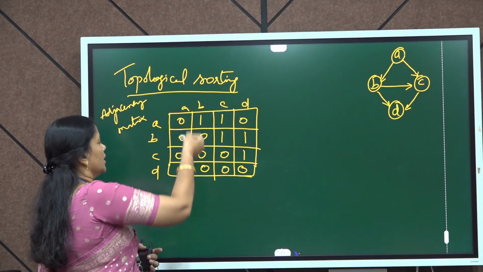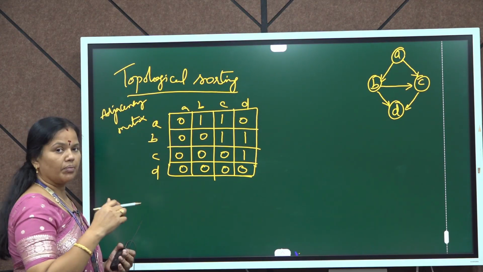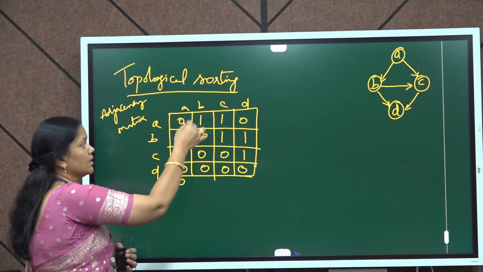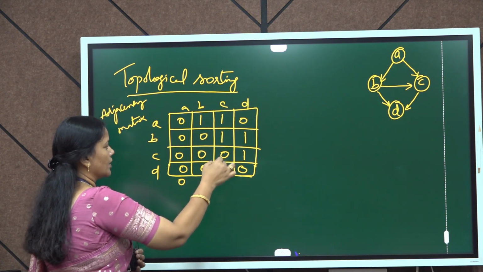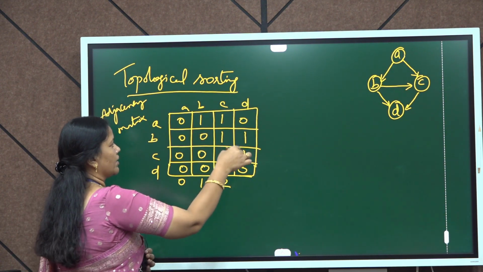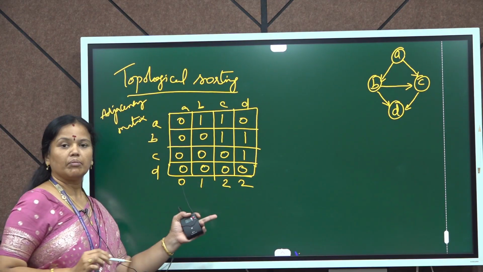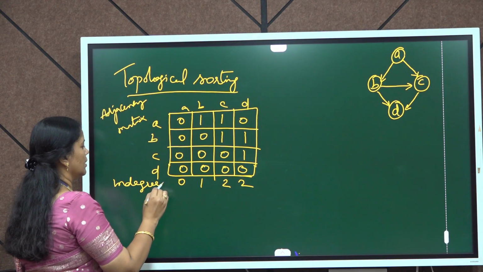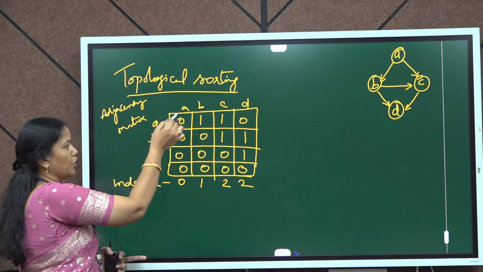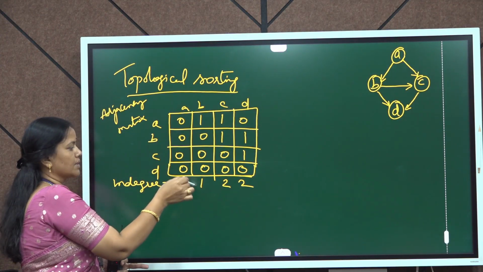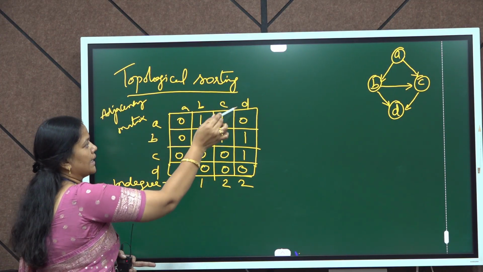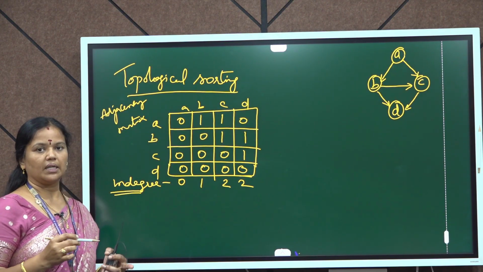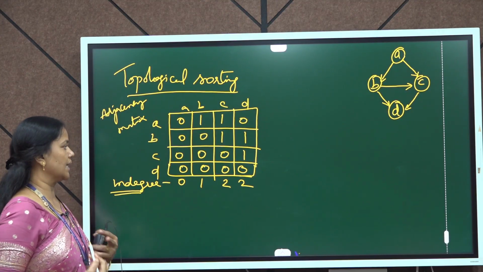Here, in each column I am going to count the number of ones. In column A it is 0, the number of ones in column B is 1, the number of ones in column C is 2, and in D it is 2. This number is nothing but the in degree. The in degree of A is 0, of B is 1, of C is 2 and of D is 2. What does in degree mean? In degree is the number of incoming edges.